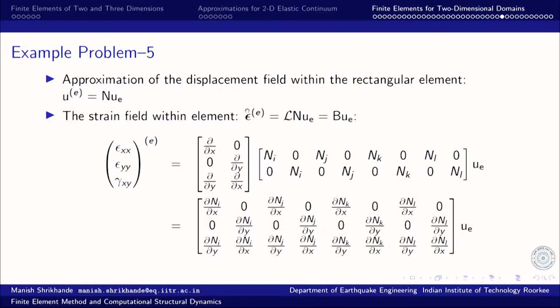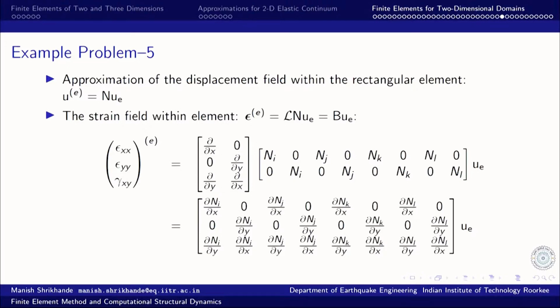The interpolation functions can be derived, and once the interpolation functions are available, they can be related to the derivatives. So, the strain field and the strain derivatives are essentially the partial derivatives of interpolation functions. Now, these partial derivatives are completely defined when we specify the coordinates of the nodes. So, for example, N_I is defined as (x minus x_j) multiplied by (y minus y_k) divided by (x_I minus x_j) by (y_I minus y_k).